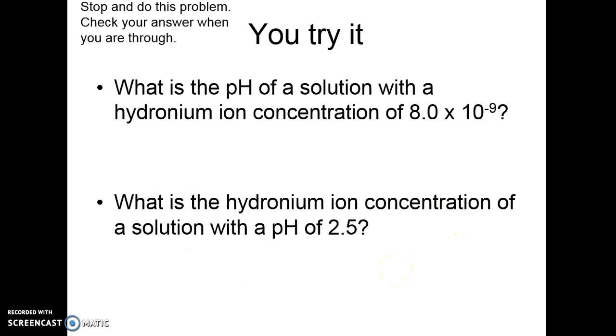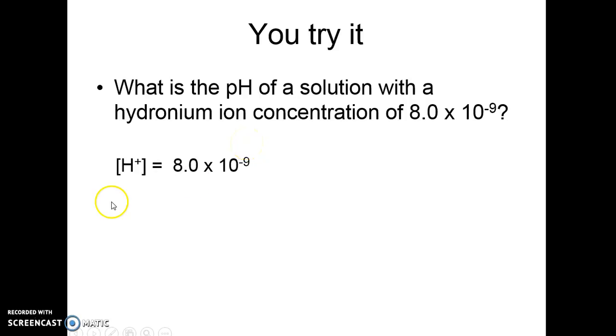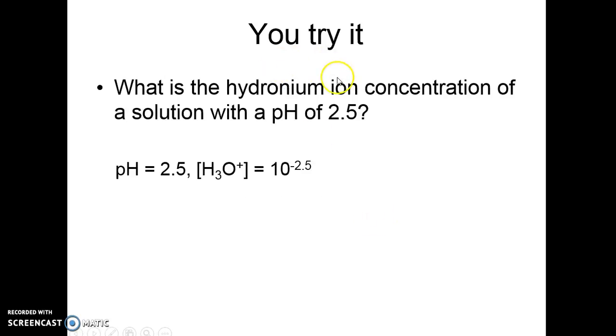Here are some problems for you to try on your own. What is the pH of a solution with a proton concentration of 8 times 10 to the minus 9? And what is the hydronium ion concentration of a solution with a pH of 2.5? To determine the pH, you always look at proton concentration, never use hydroxide. You then enter this into your calculator as the negative log of that proton concentration. After doing your calculation, you'll get 8.09. To determine the proton concentration at a pH of 2.5, I just take 10 and raise it to negative 2.5, and it gives me 0.00316.